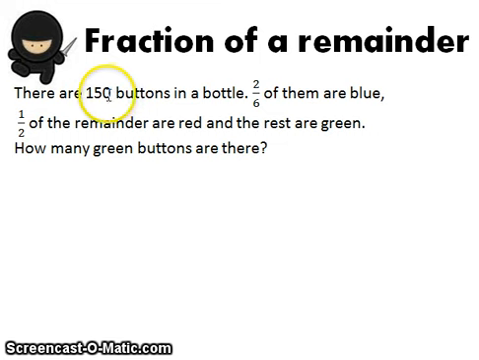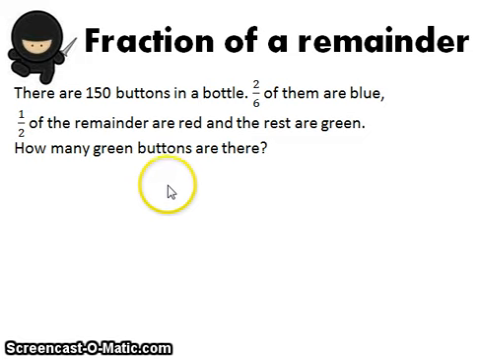There are 150 buttons in a bottle. 2 out of 6 of them are blue. Half of the remainder are red and the rest are green. How many green buttons are there? Before you start doing the question, there is a special word that should draw your attention. Do you know what that word is? Yes, the word here is remainder. We're going to see how we can solve these word problems involving fractions of a remainder.